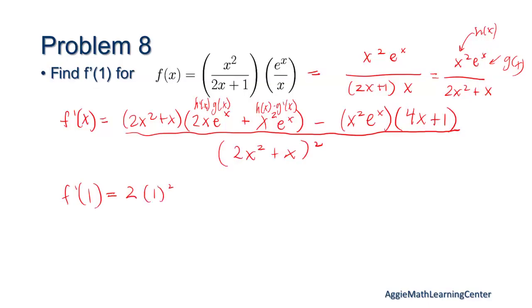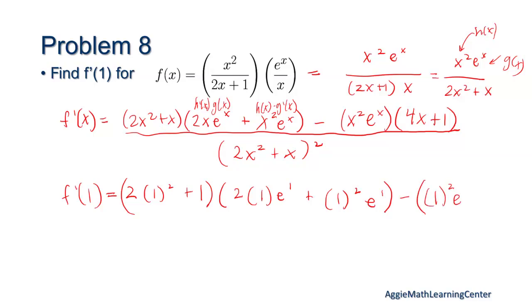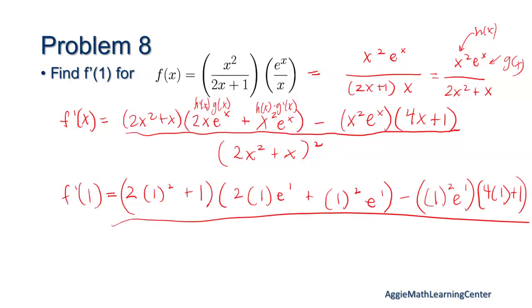So I have 2 times 1 squared plus 1. And then I have 2 times 1 e to the 1 plus 1 squared e to the 1 minus 1 squared e to the 1 times 4 times 1 plus 1. Okay, I almost went off the page there. And then 2 times 1 squared plus 1. And then that quantity squared. All right.